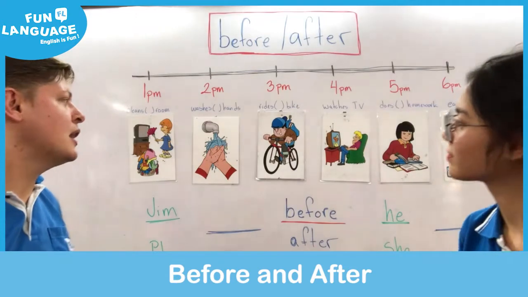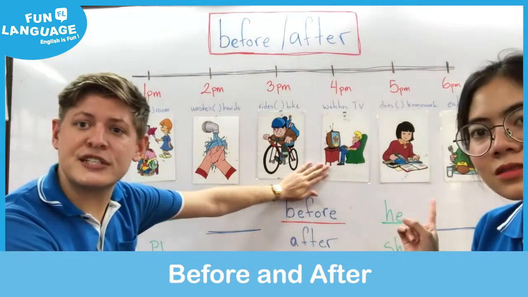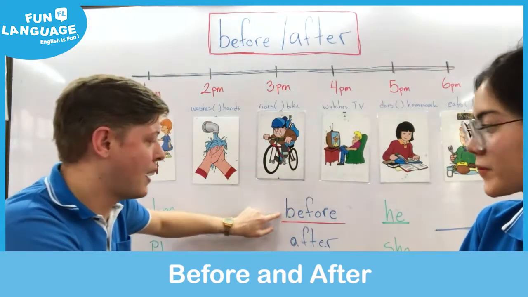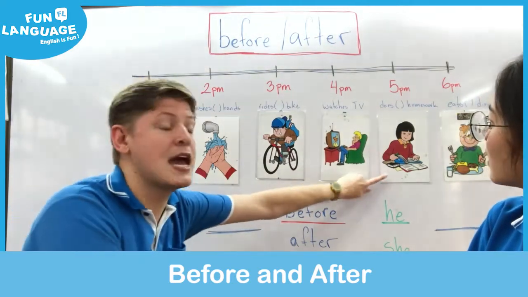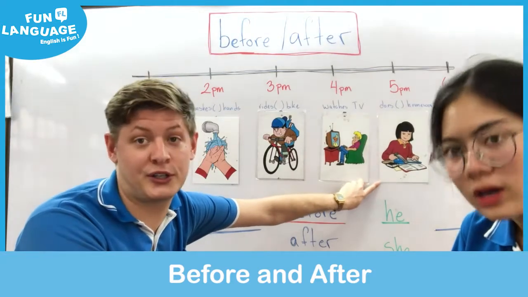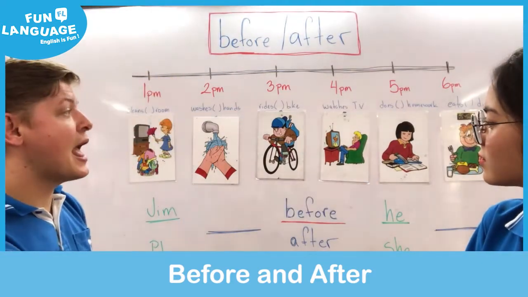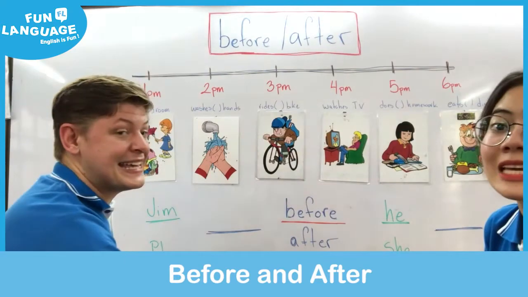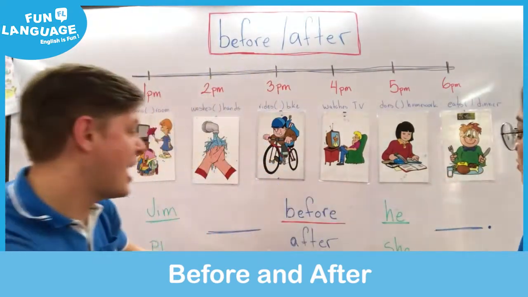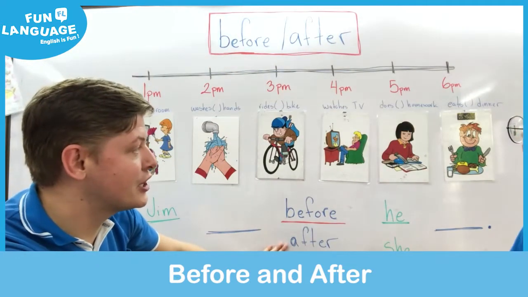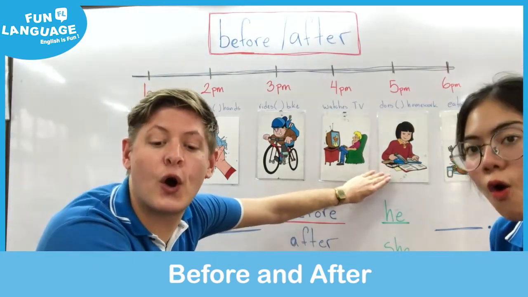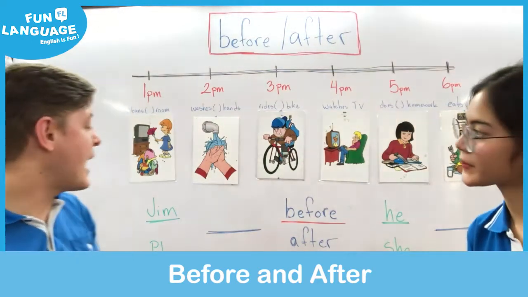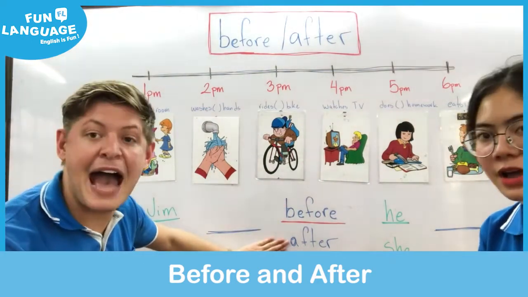Yes, very good. Now, let's see. We have watches TV. So, Jim watches TV before he does his homework. Yes, okay. Now, and the last one we'll talk about Ploy. Ploy eats her dinner after she does her homework. Yes, very good. Okay, so we have before and after.